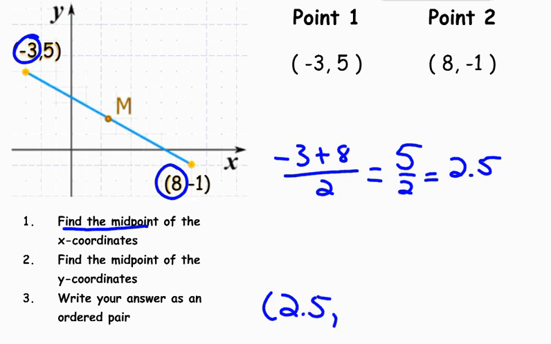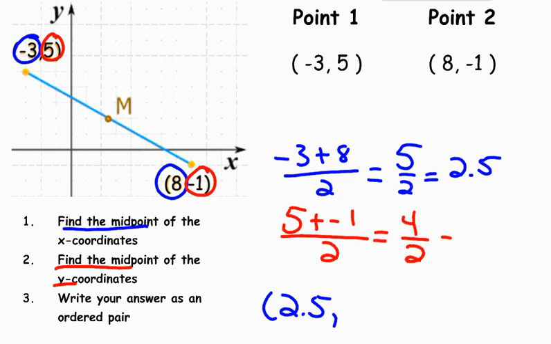All right, now I have to do the same thing for the y coordinate. So find the midpoint of the y coordinates. So I'm going to take the y coordinates now, add them, 5 plus -1 all over 2, which gives me 4/2, which reduces to 2. So the y coordinate of my midpoint is 2.